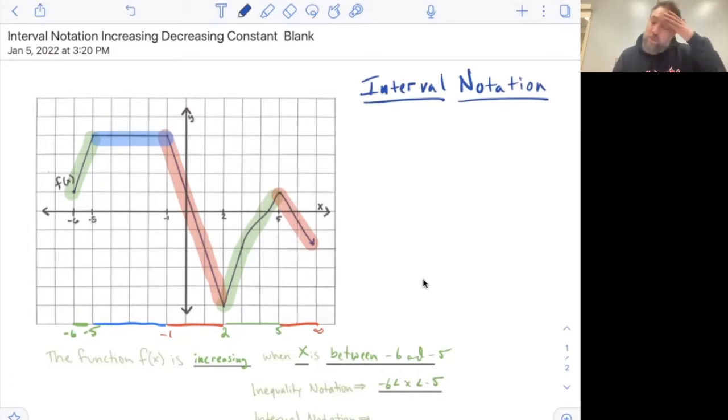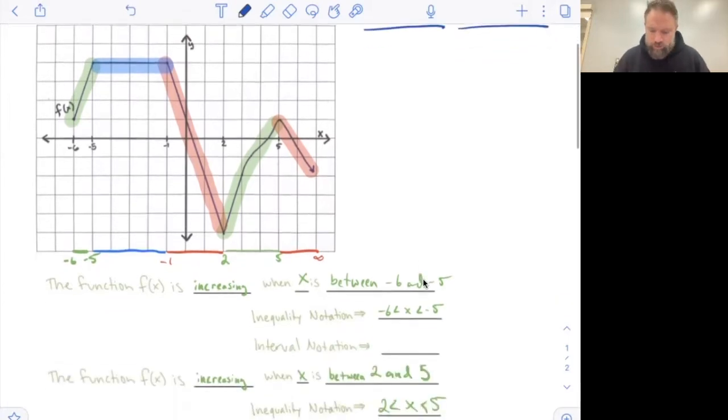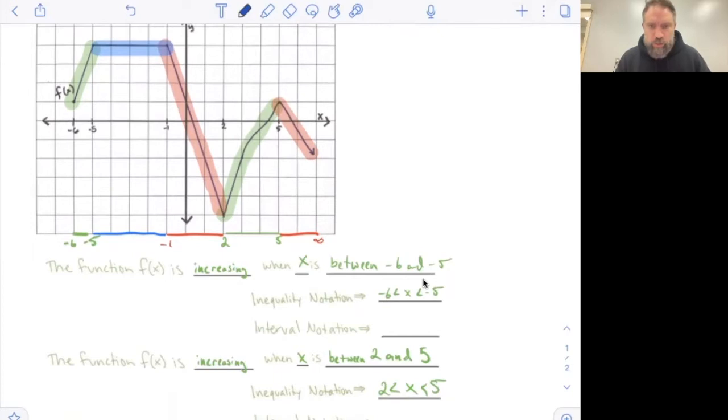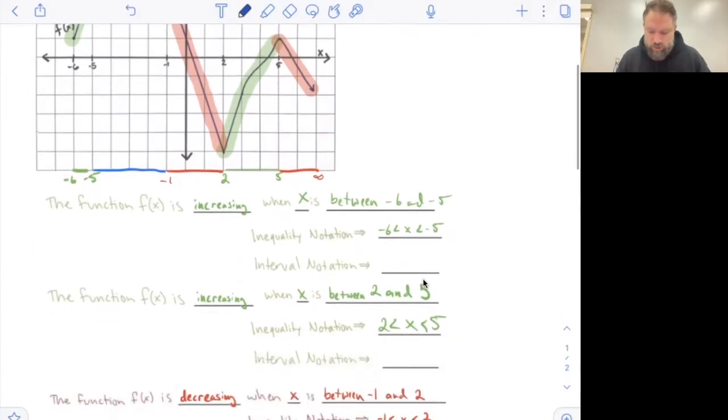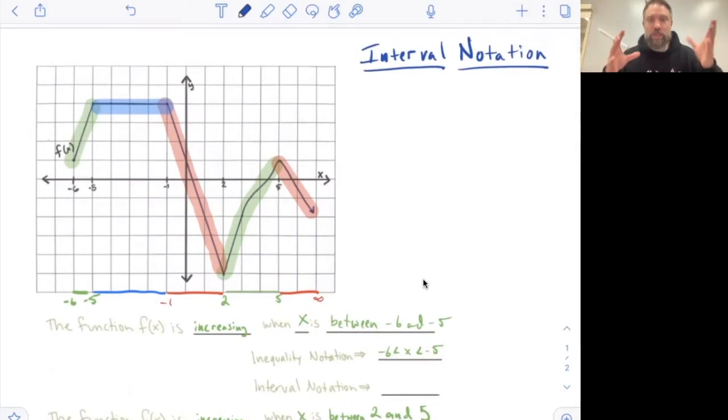Interval notation is just another way of describing the interval that we're talking about. Down here, we use inequalities, right? We're using less than to describe the values where x is between -6 and -5. X is greater than -6, but it's less than -5. With interval notation, we're going to say the same thing, but using different symbols. It's a little quicker, a little more compact.